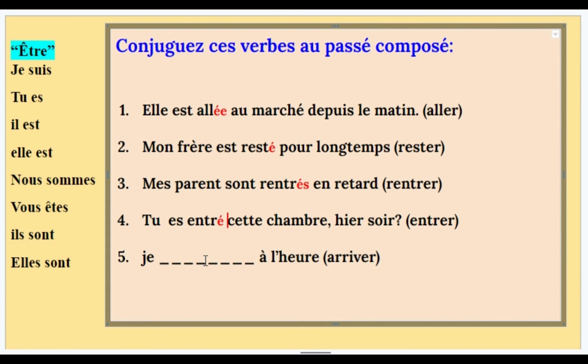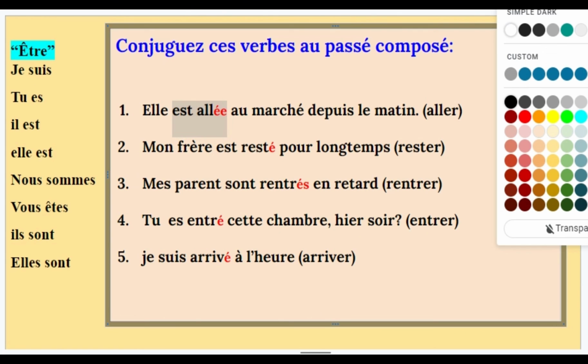Now the last one here is je dash à l'heure. We have arriver. Now je is je suis with the verb être. Then the principal verb arrivé. We are going to have je suis arrivé à l'heure. I came on time. Je suis arrivé à l'heure. I came on time. So I want to highlight the verbs conjugated in red for easy identification, please. Maybe I put it in a note, underline, okay? Let me underline them.